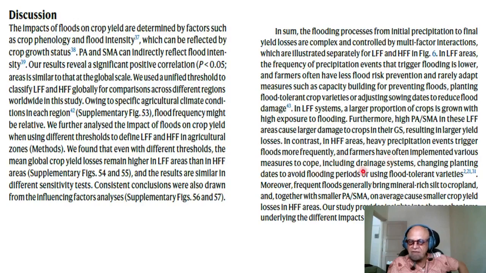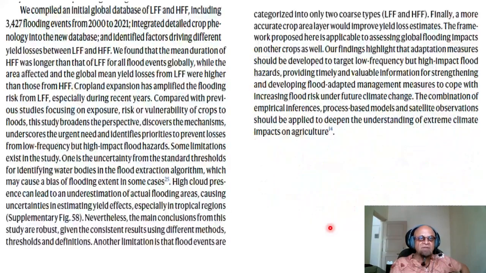to cope, including drainage systems, changing planting dates to avoid flooding periods, or using flood-tolerant varieties. Moreover, frequent floods generally bring mineral-rich salt to cropland, and together with smaller PA-SMA, on average cause smaller crop yield losses in HFF areas. Our study provides insights into the mechanisms underlying the different impacts from LFF and HFF. Okay, so I hope the message is clear.